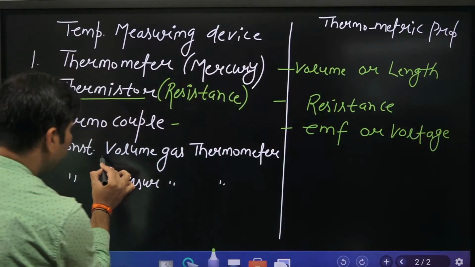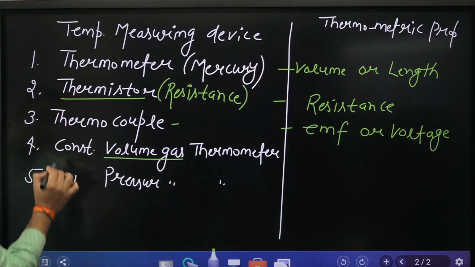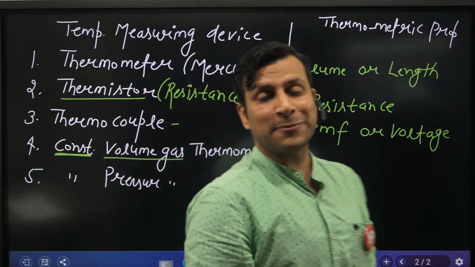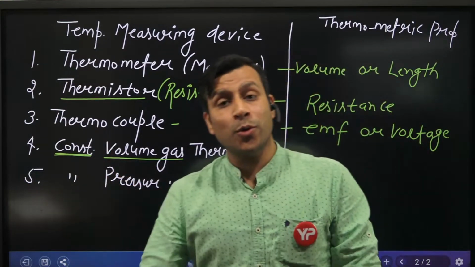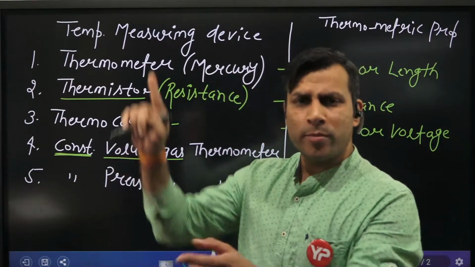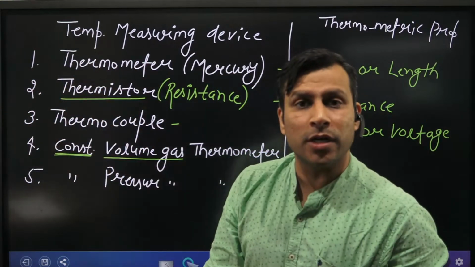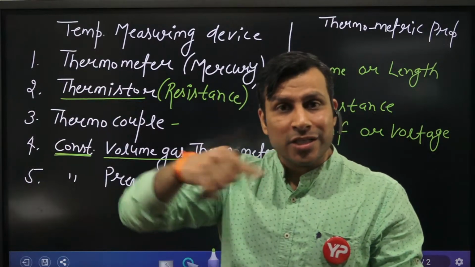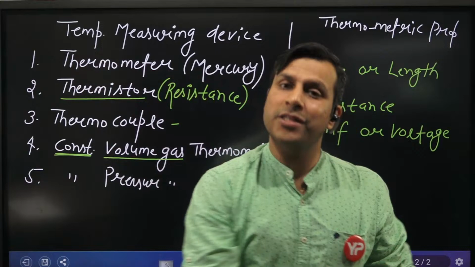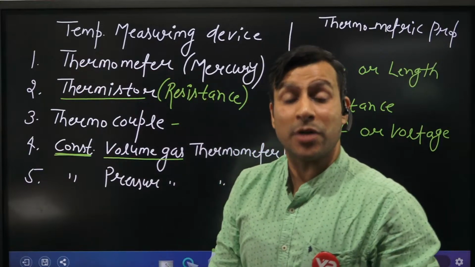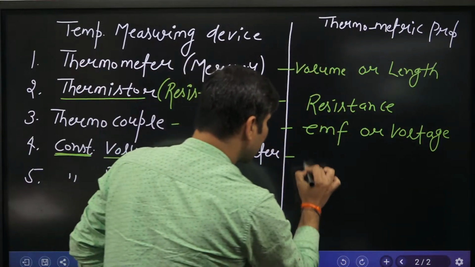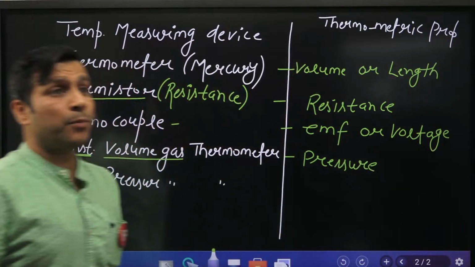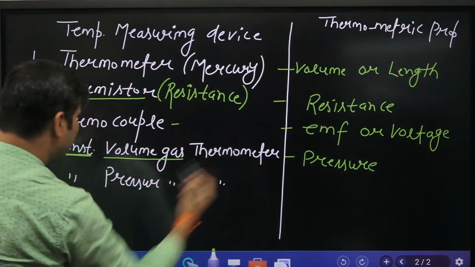Similarly, in a constant volume gas thermometer, guys, just remember this: constant volume. If volume is constant, what will change? You want to measure the temperature, you are keeping volume constant, so the pressure will change. So what are you measuring? You are measuring the change in pressure. If you want to measure the change in temperature, you need to measure the change in pressure. That's why pressure is the thermometric property for a constant volume gas thermometer.